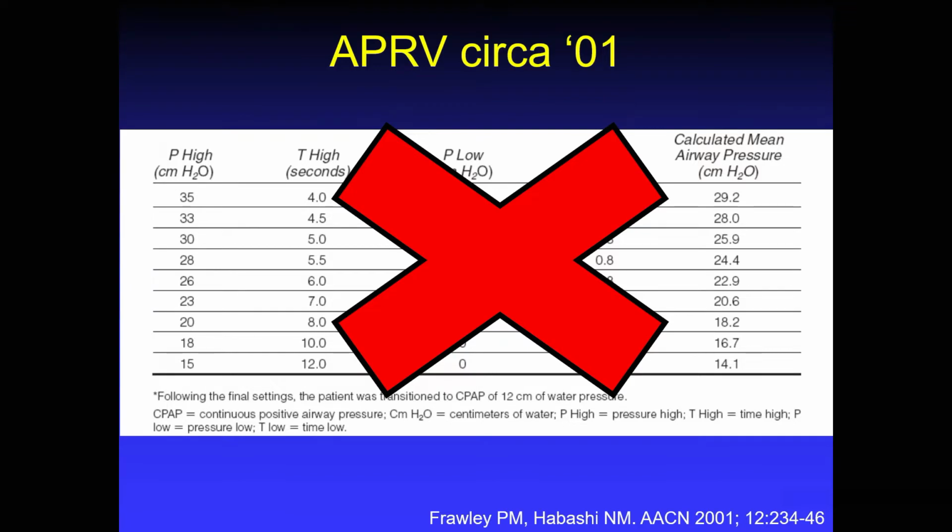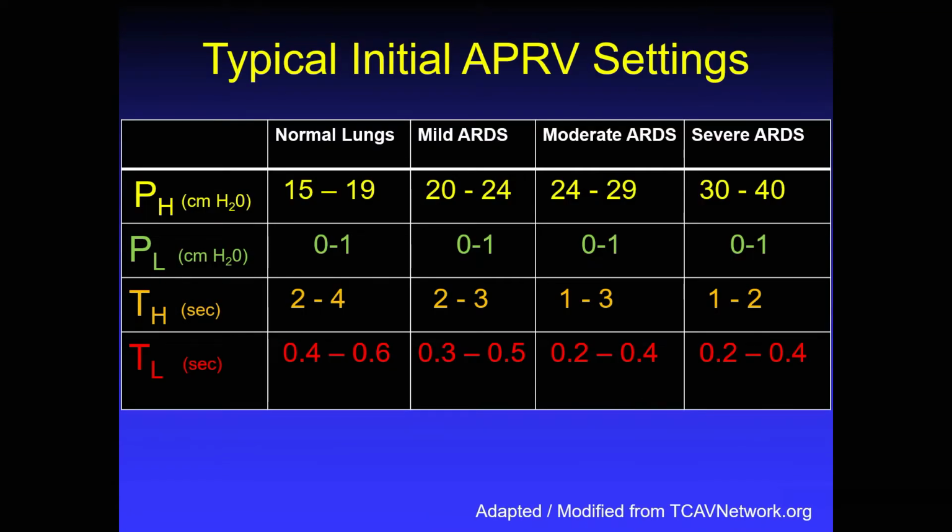Ventilating, for example, an elderly COPD patient on home oxygen with pneumonia in similar fashion is different from ventilating an otherwise healthy young person who has significant pulmonary contusions or fat embolism syndrome. So one size does not fit all with APRV. And I've modified this, but primarily this is data and guidance from the TCAV network site. What your initial settings should be depends upon the situation that you're in.